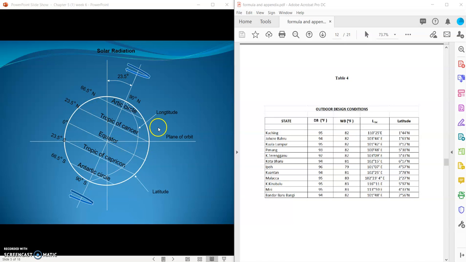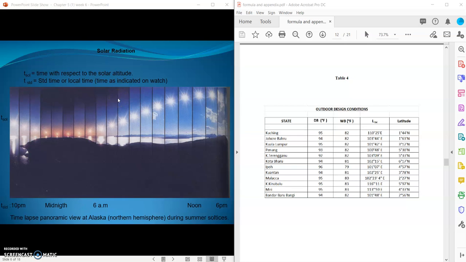Our orbit is rotated here, which is counterclockwise. This line of our Earth is latitude, and this is the longitude here. We will be using some formulas in the solar radiation calculation. There are several things that I would like to highlight here.